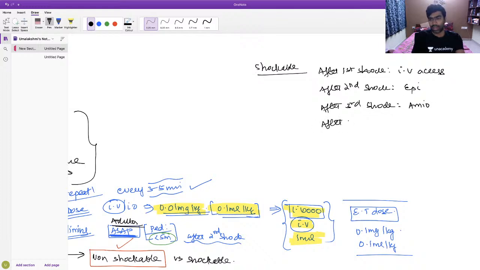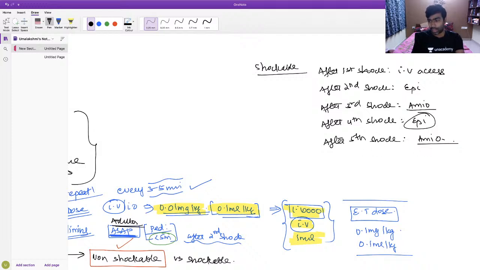And what you'll be doing after the fourth shock? After the fourth shock, I'll go back to epinephrine. After the fifth shock, I'll be giving the antiarrhythmic once again. I'll be repeating the dose, because amiodarone I can give a total of 3 doses. After the sixth shock, I can repeat epinephrine. After the seventh shock, I can go back to amiodarone again. After the eighth shock, I can give epinephrine.